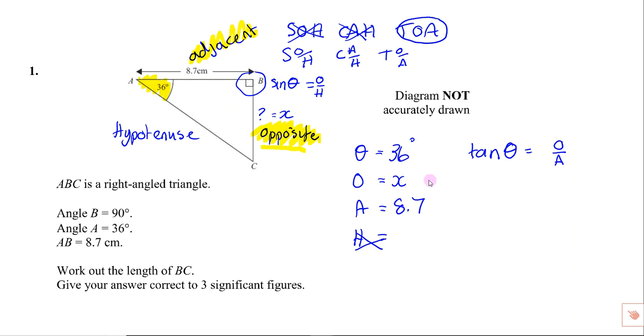And then I put the information in and I say, right, so tan of 36, which is, as we discussed, just a number, any number. In this case, it's tan of 36, so it'll be a specific number, which my calculator will tell me. Well, that equals x divided by 8.7.